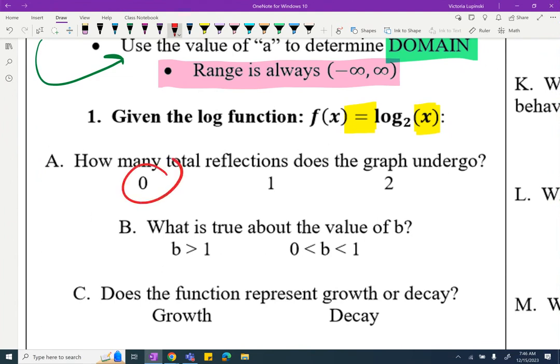What is true about the value of b? Remember, b is the base, so that is this number right here. b is equal to 2, which hopefully you would agree is greater than 1.